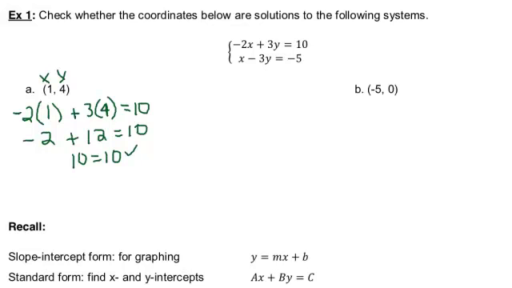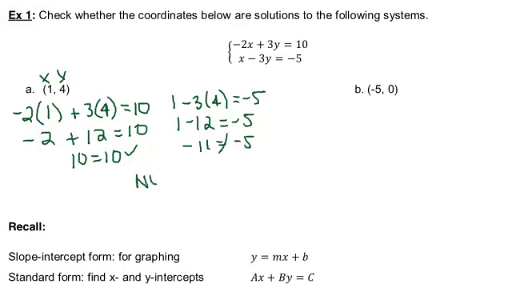Then we need to plug into the second equation. Again, our x value is 1. Our y value is 4, so we plug those in. 3 times 4 is 12, so 1 minus 12 equals negative 5. 1 minus 12 is negative 11. We know that negative 11 does not equal negative 5, so this is not a solution to the system of equations because it does not work for both.